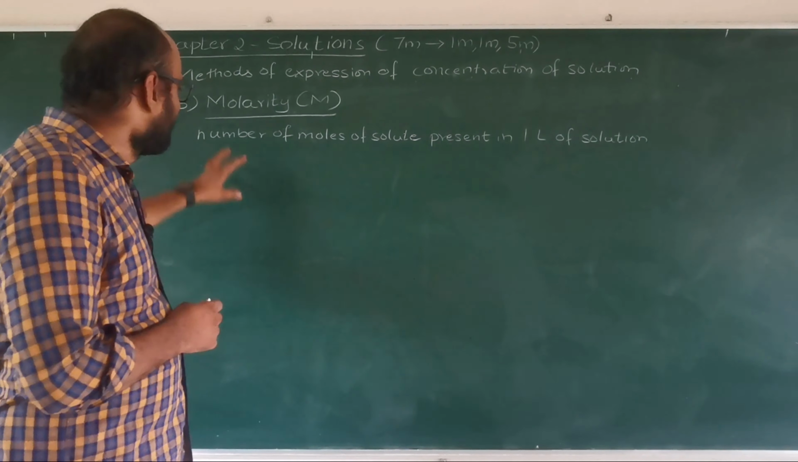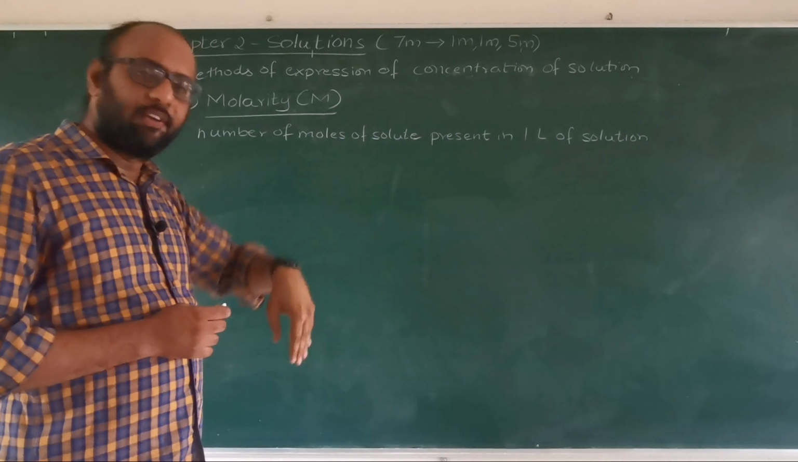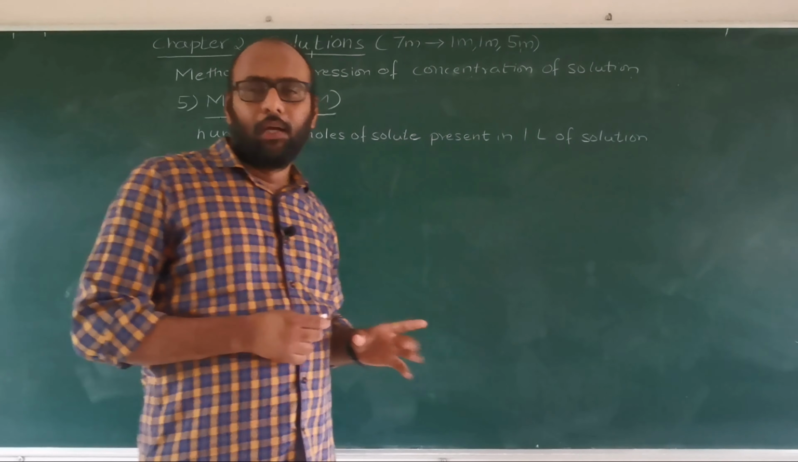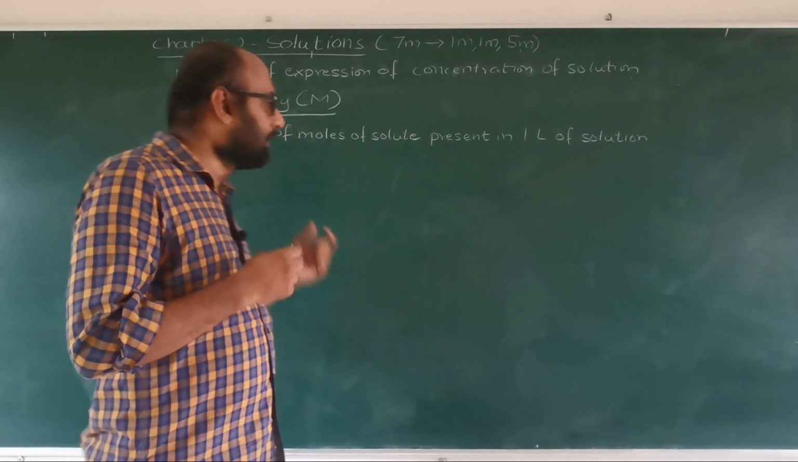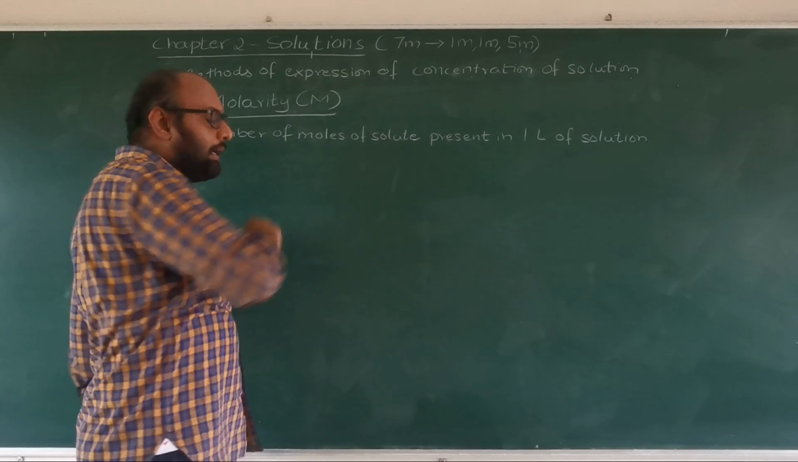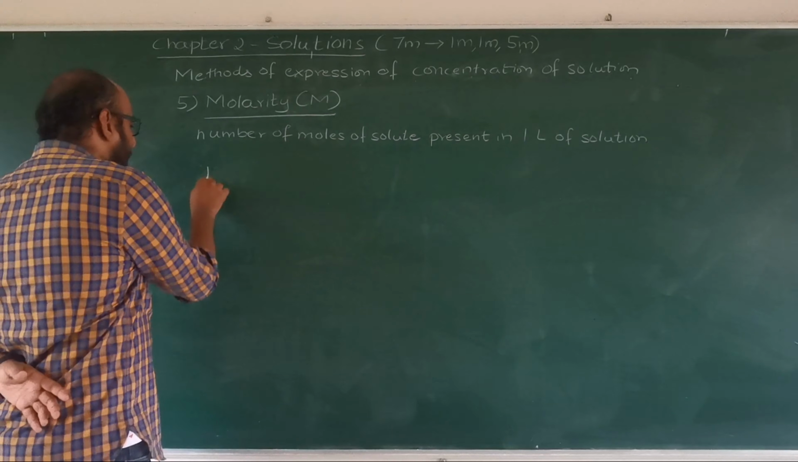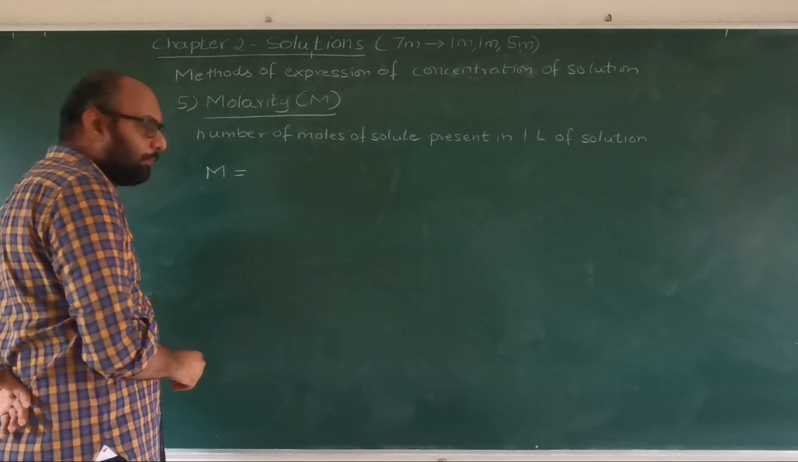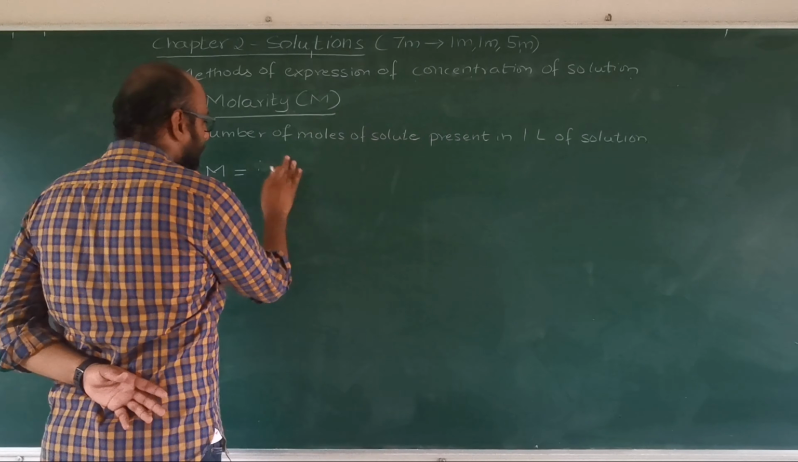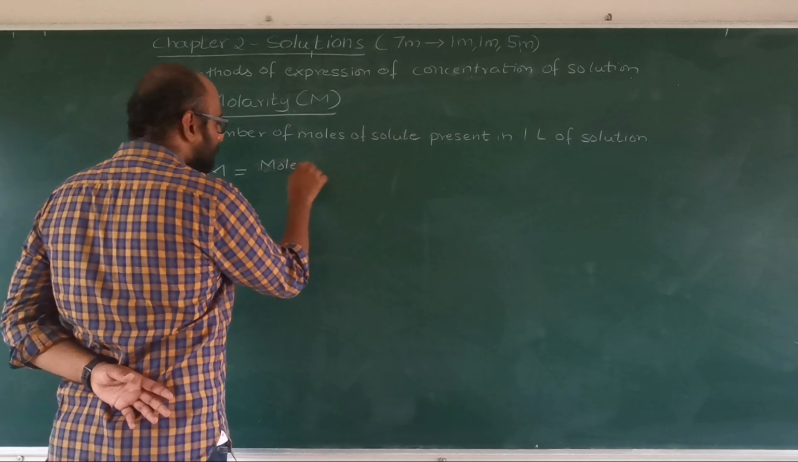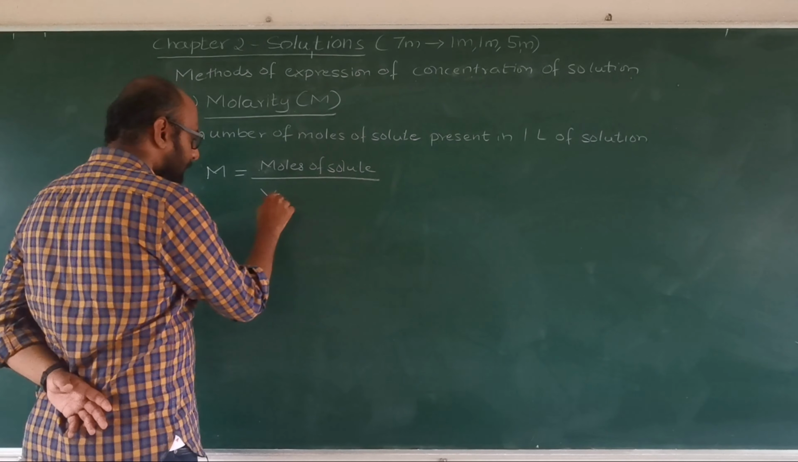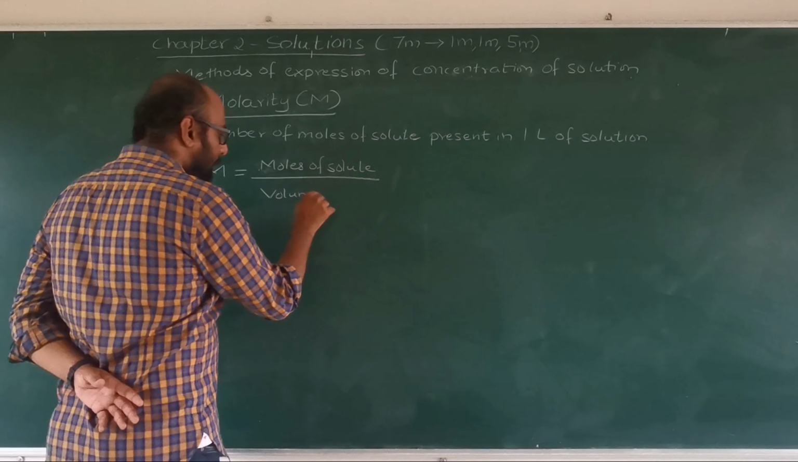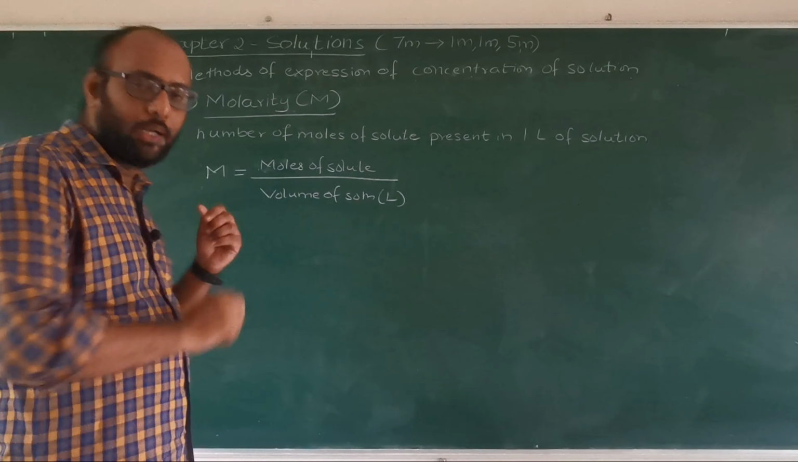Molarity means the number of moles of solute which is present in 1 liter of solution. In 1 liter of the given solution, how many moles of solute are present? That is molarity. It is expressed by the symbol capital M. So, molarity M is equal to number of moles of solute which is present in volume of solution which is expressed in liters. This is the basic formula.